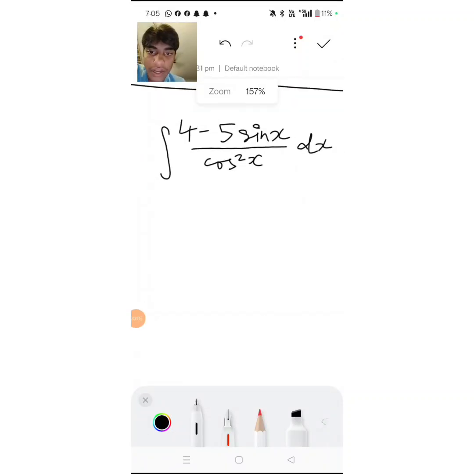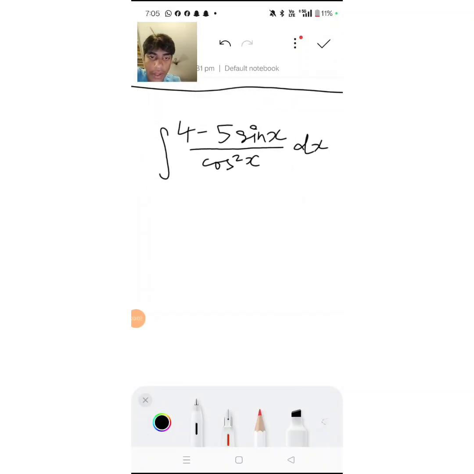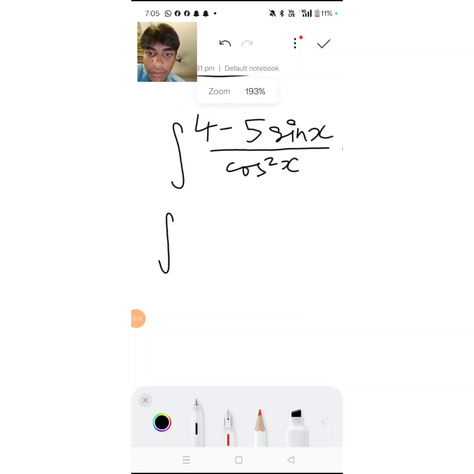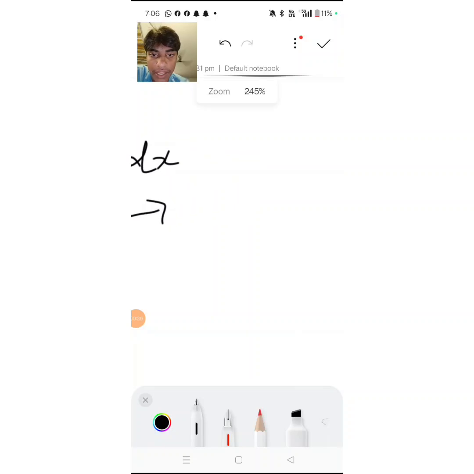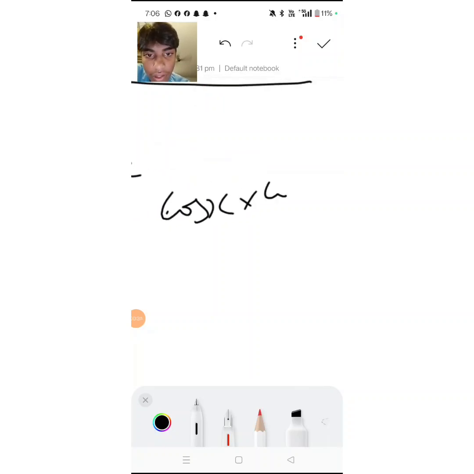Next, the integral of 4 minus 5 sin x upon cos square x. Now we can rewrite this by splitting it into two parts. 4 divided by cos square x is just 4 secant square x. Minus, now this cos square x we can break into two parts: cos x multiplied by cos x.